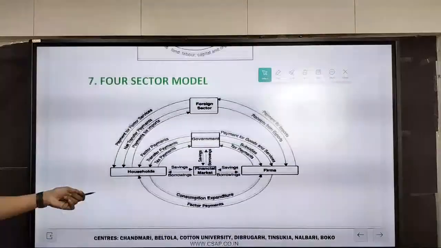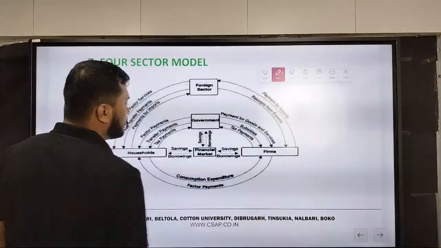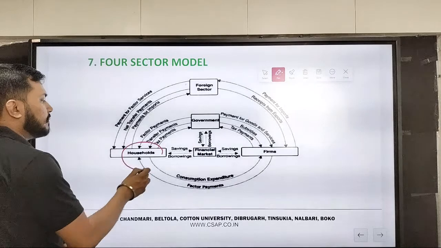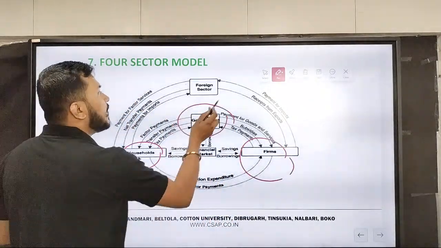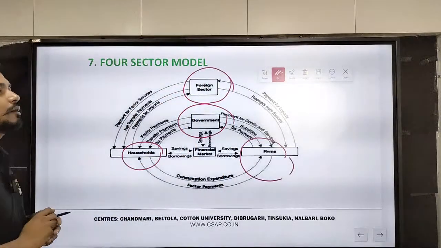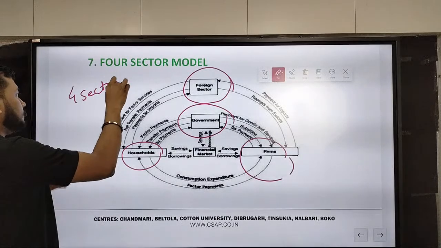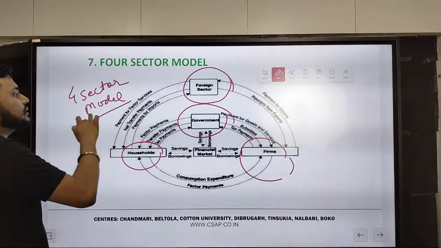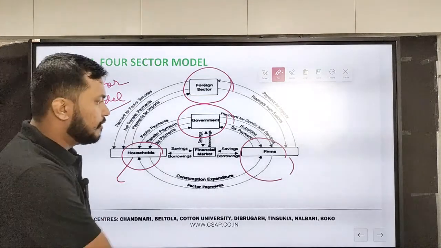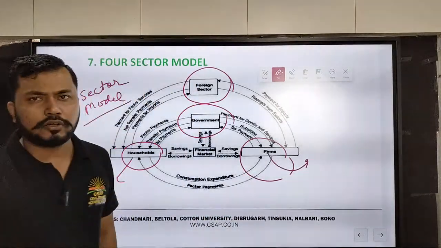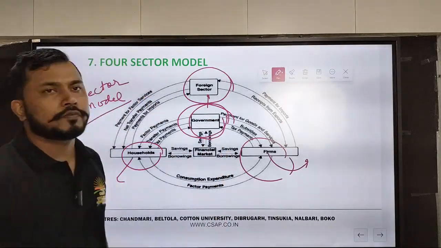Then the four sector model you can see. Here the important components are the household, the farms, the government, as well as the foreign sector. Each one's contribution is very important. The household contribution is important, the farms or the organizations' contribution is important, on top of that the government contribution is important, and the foreign sector contribution is important.